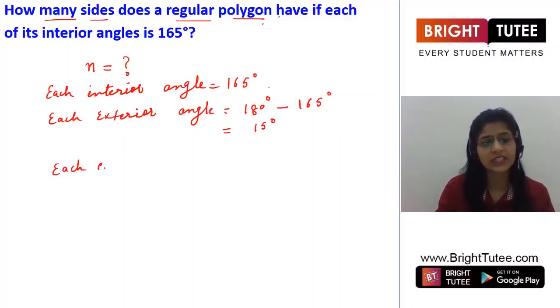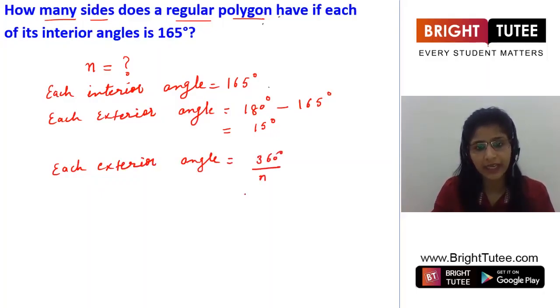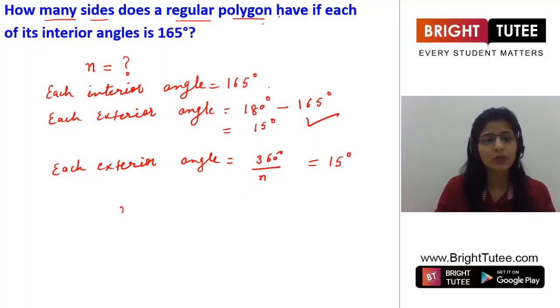Now we know the exterior angle. What is the formula for each exterior angle? It is 360 degrees divided by n. We don't know n here, but we know the exterior angle is 15 degrees, which we calculated in the previous step. So n equals 360 degrees divided by 15 degrees.